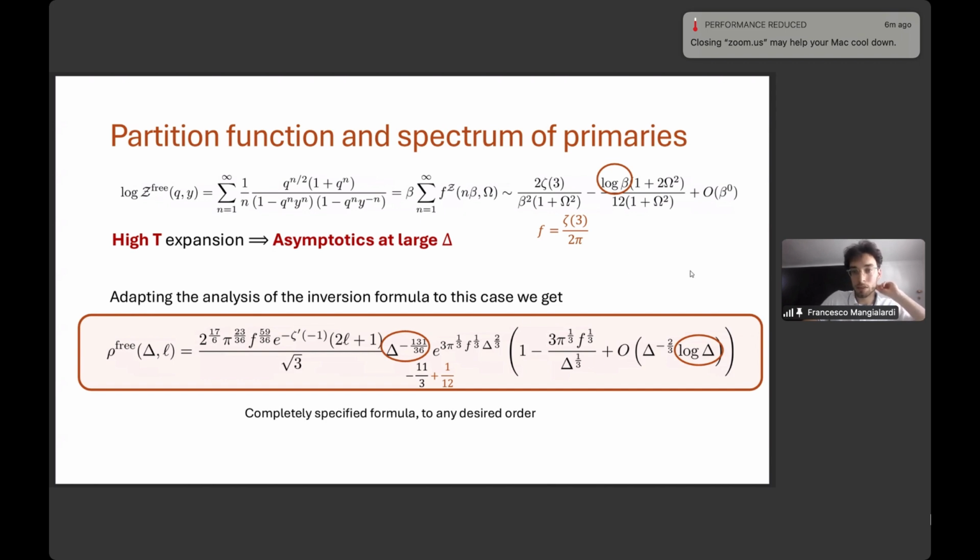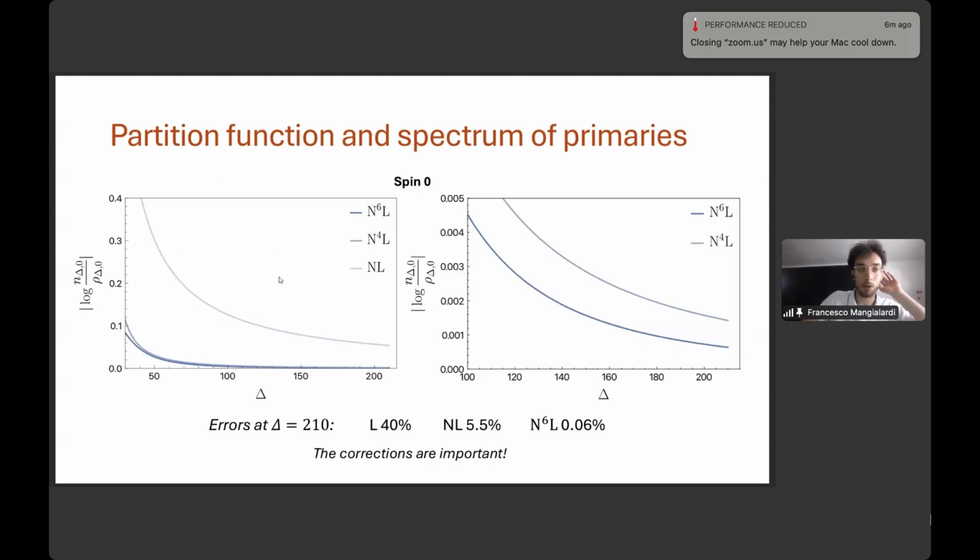Now that we have the asymptotic formula fully specified and also the exact data, we can actually test how good this asymptotic formula is by plotting the ratio of the exact data with respect to our asymptotic formula. Here we actually plot the log, and this is for scalar primaries. Maybe you should focus on the plot on the left. The darker the curve means more and more terms in our asymptotic expansion. And the plot here on the right is basically just a zoom on these two lower curves of the plot on the left.